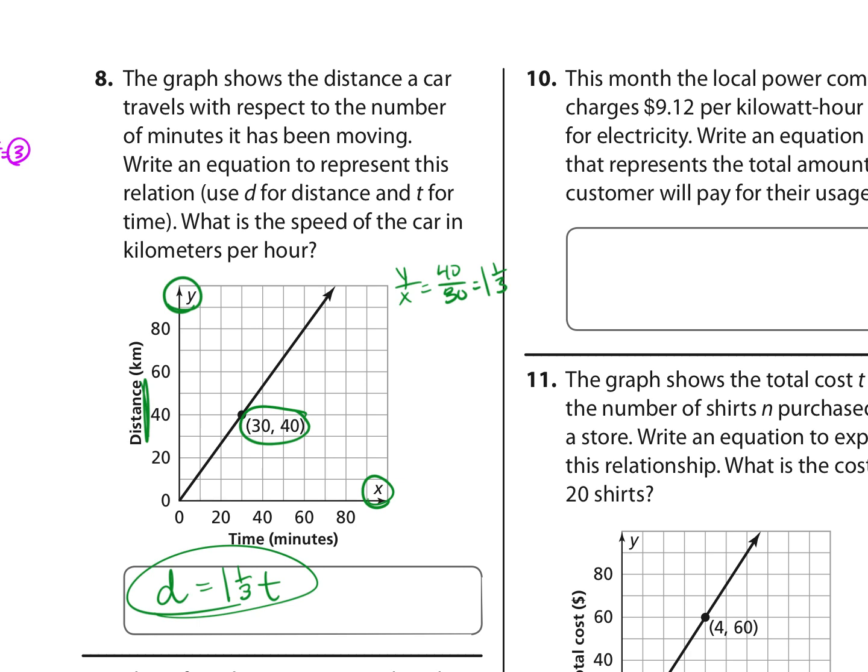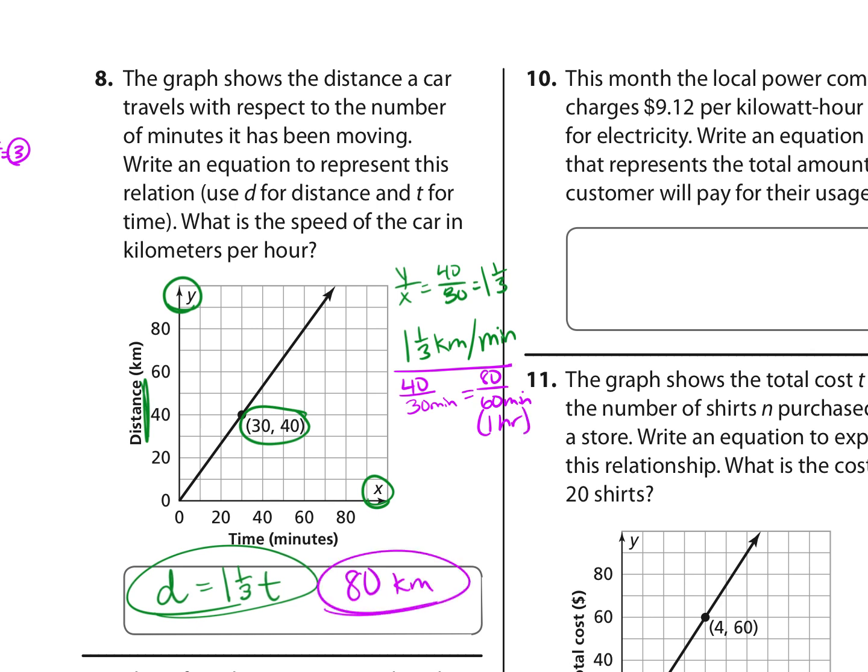Well, we have 1 1/3 kilometers per minute, so we've got to think of what that would be. One thing you could notice is that going back over here, that's 40 kilometers in 30 minutes. Well, in 1 hour, that would be 80 kilometers in 60 minutes, which is the same as 1 hour. So 80 kilometers. Or you could say here, 60 minutes is 80 kilometers.